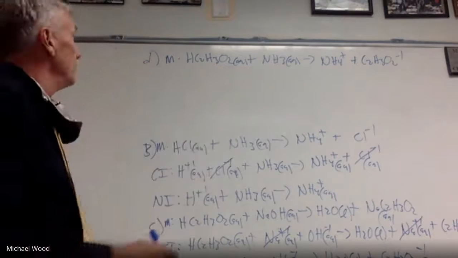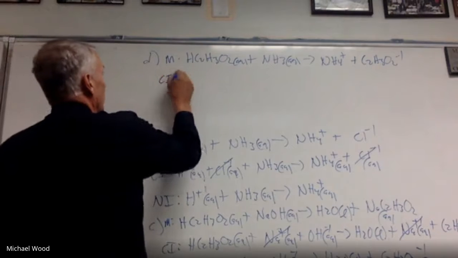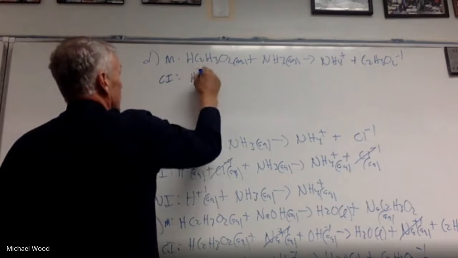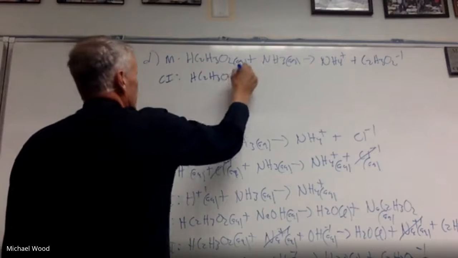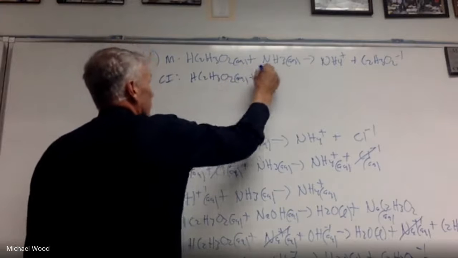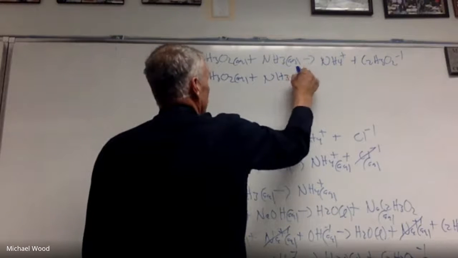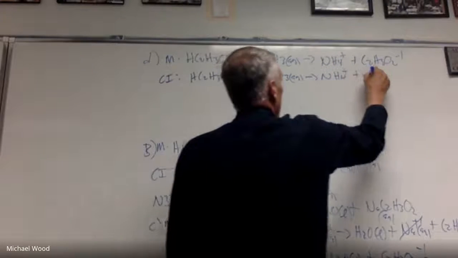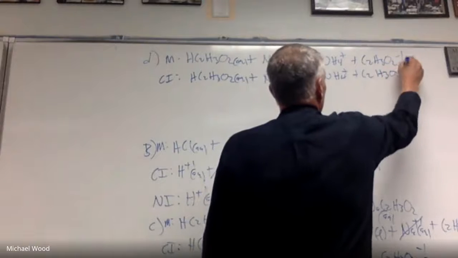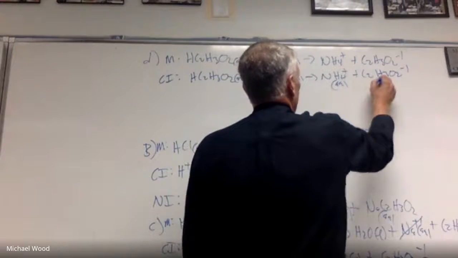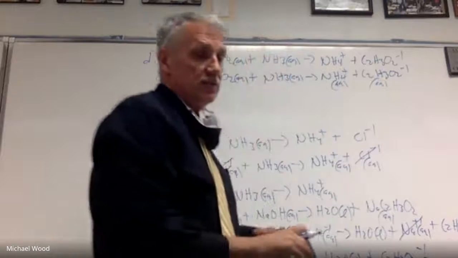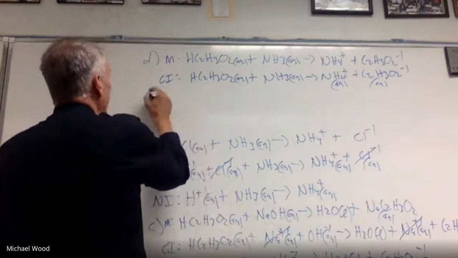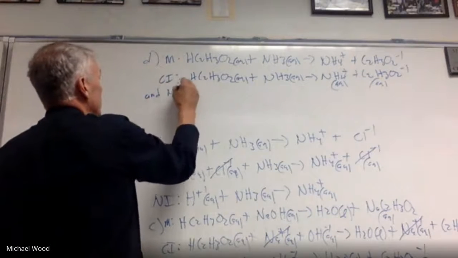So then in the complete ionic equation, what I dissociate here is really nothing, because this is a weak acid, so I'm not going to dissociate that. This is a weak base, I'm not going to dissociate that. And then I have two ions here. And since there's nothing to dissociate, this is going to be both the complete ionic and the net ionic equation.